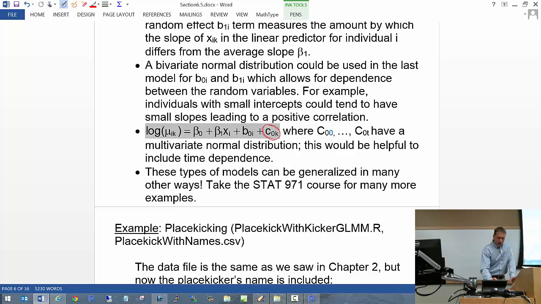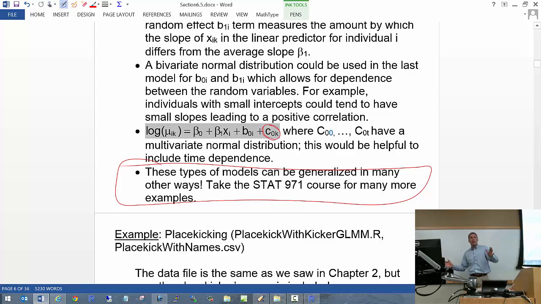This is just some possible models. The purpose of this section 6.5 is just to give you an introduction to what generalized linear mixed models are. If you want a lot bigger explanation and to use it a lot more, take STAT 971. Do note, though, that it does require a lot higher mathematical background than what the prerequisite is for this course.